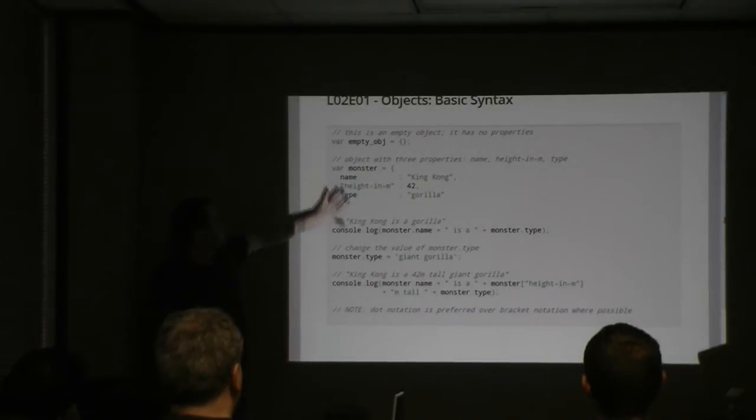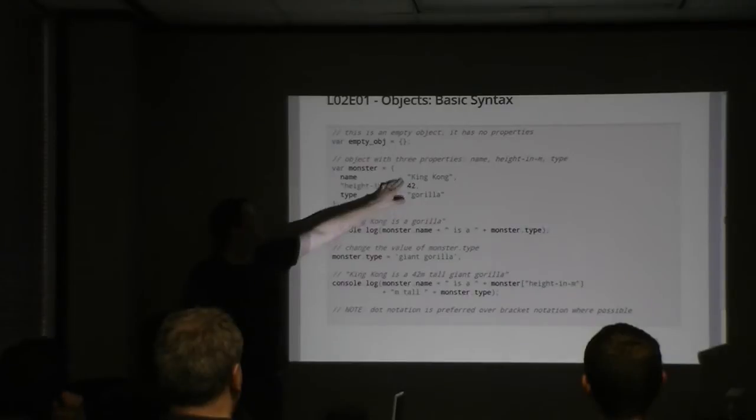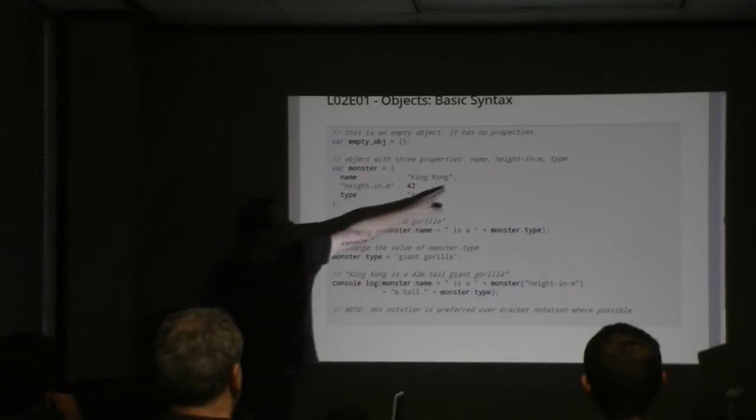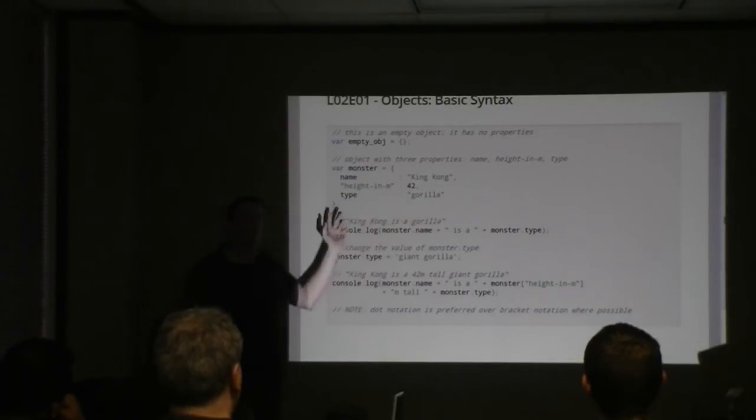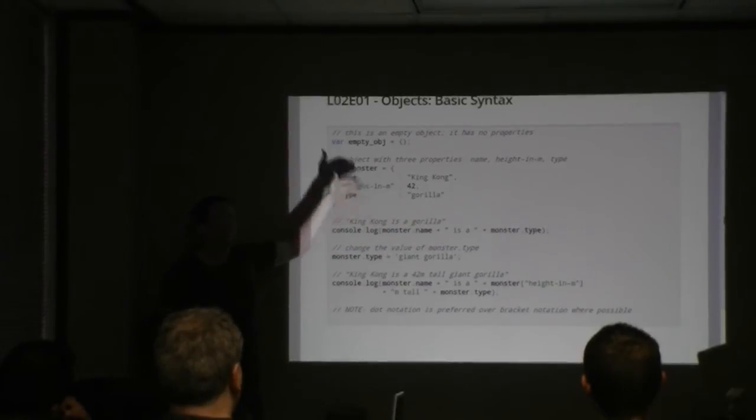This is a basic object. It's got these curly braces, so we have an empty object here. Here's an object: this is a property, and this is a value, separated with a colon, and the pairs are separated by commas. Note there's not a trailing comma here. So this is an object with 3 properties and their values.